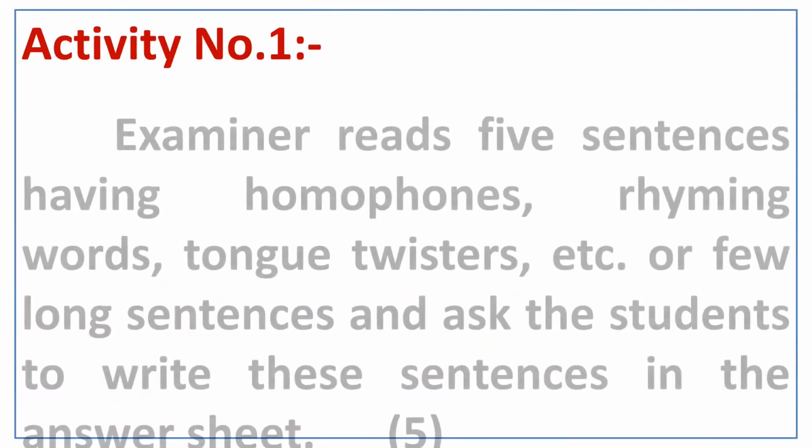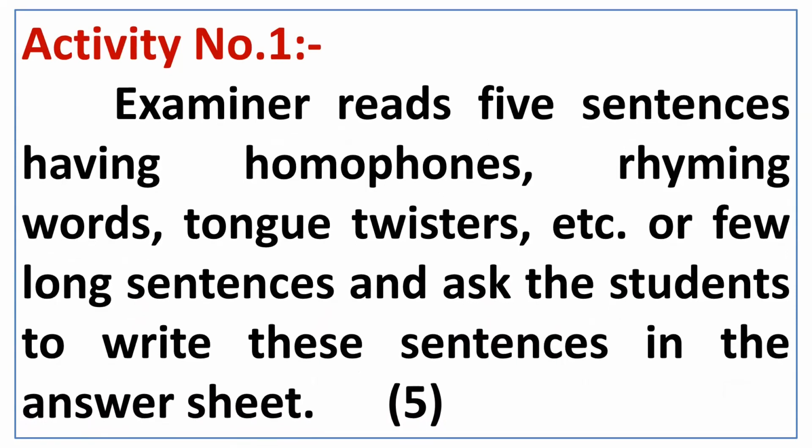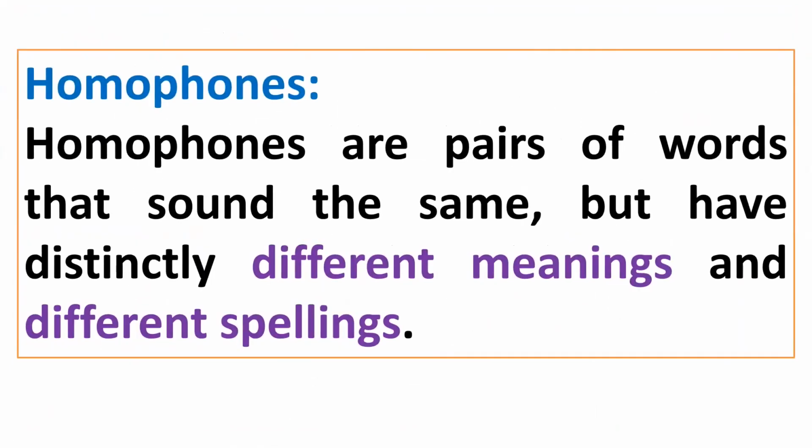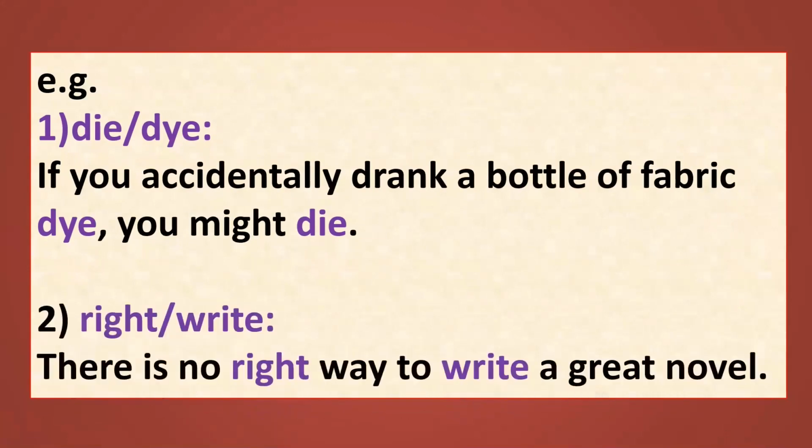Now activity number 1, examiner reads 5 sentences having homophones, rhyming words, tongue twisters, etc. Or sometimes the examiner will use few long sentences and ask the students to write these sentences in the answer sheet. Homophones are pair of words that sound the same but have distinctly different meanings and different spellings. See the examples of homophones. Die, dye. If you accidentally drank a bottle of fabric dye, you might die. Now here, you will differentiate these two words. They are different in spelling as well as the meaning. Second, write, right. There is no right way to write a great novel. These two words have different spellings as well as different meaning.